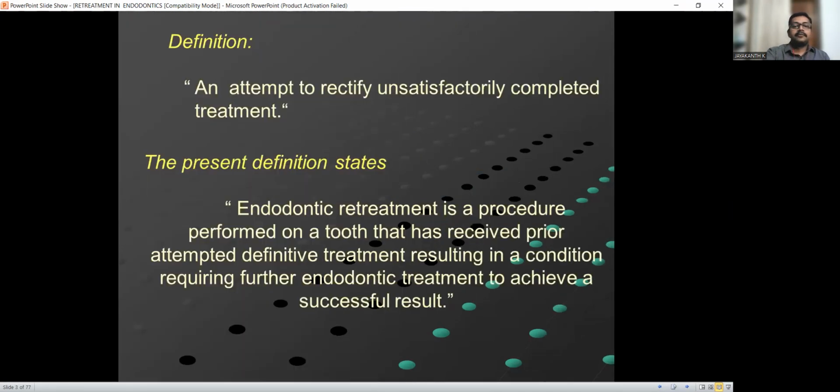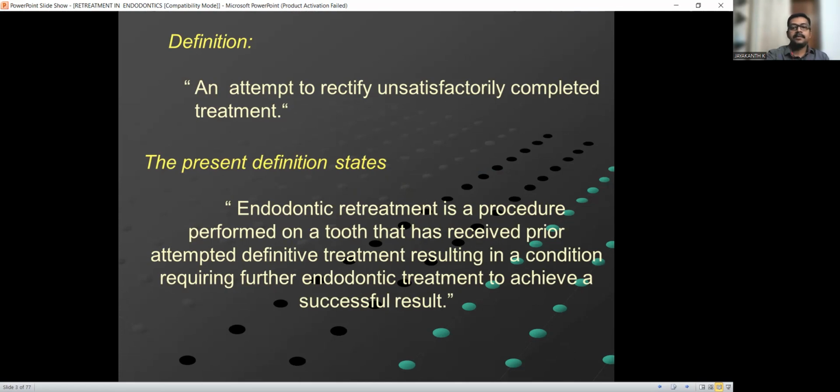Coming to the definition for retreatment, it's an attempt to rectify unsatisfactorily completed treatment. That means any unsatisfactorily completed treatment, be it symptomatic or not. The present definition states endodontic retreatment is a procedure performed on a tooth that has received prior attempted definitive treatment, resulting in a condition requiring further endodontic treatment to achieve a successful result.